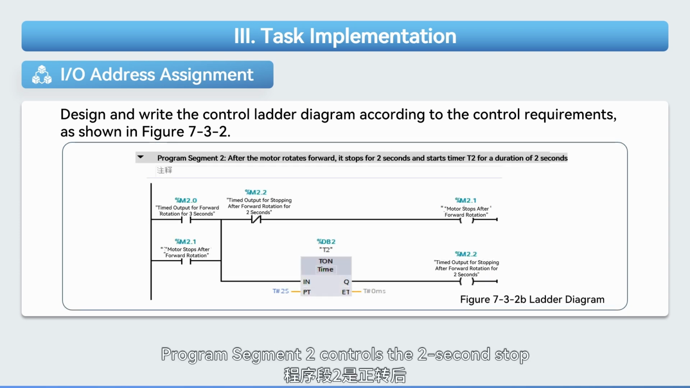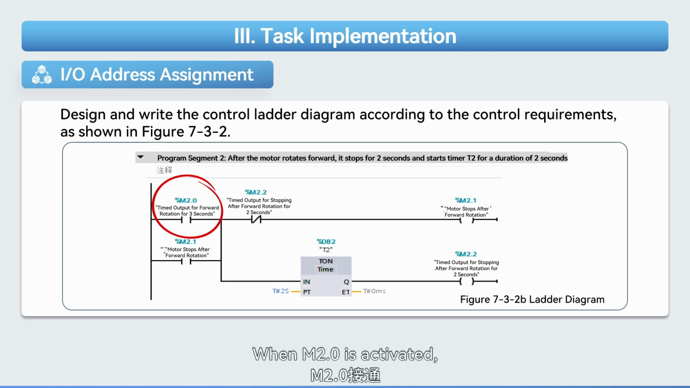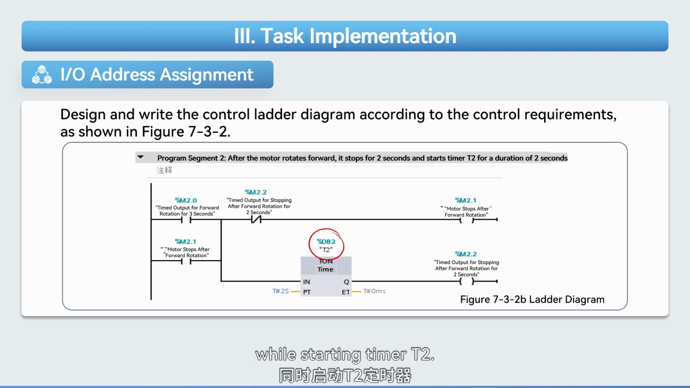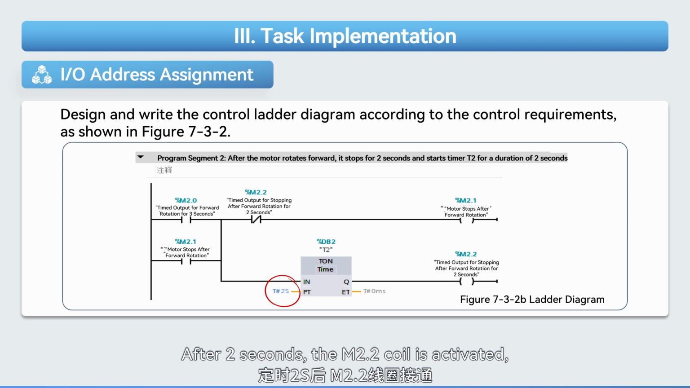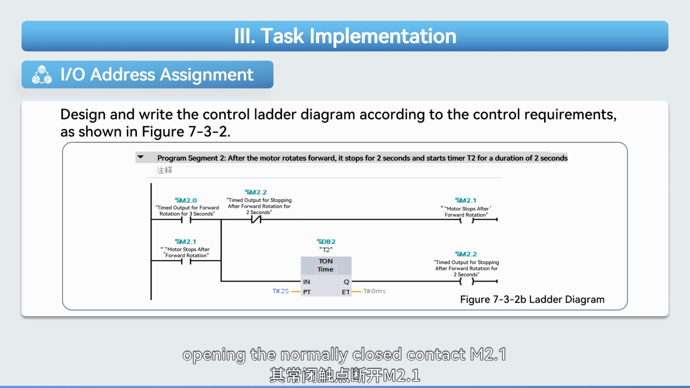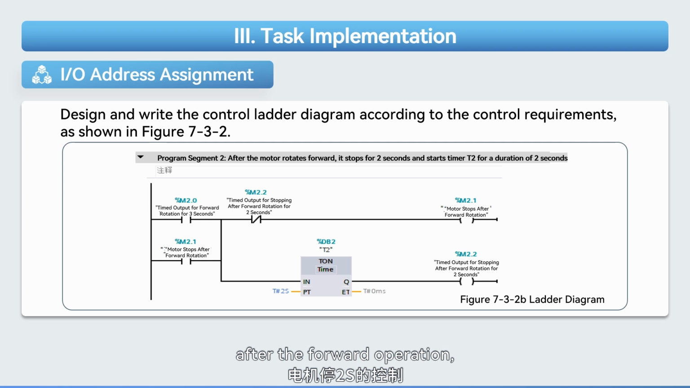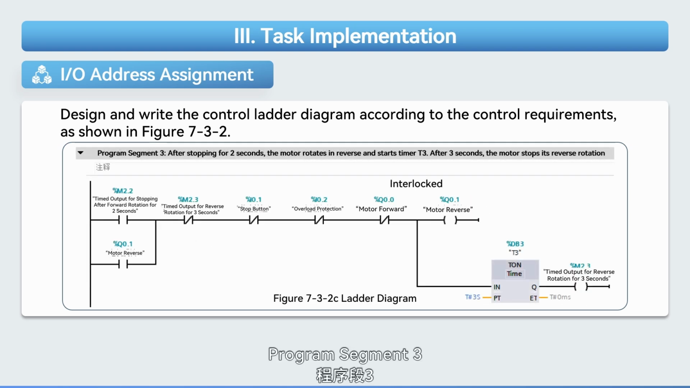Program segment 2 controls the 2-second stop after the forward operation. When M2.0 is activated, the M2.1 coil is energized and self-locks, indicating that the motor is stopped after forward operation, while starting timer T2. After 2 seconds, the M2.2 coil is activated, opening the normally closed contact M2.1 to complete the control for stopping the motor for 2 seconds after the forward operation, at which point the motor begins to reverse.